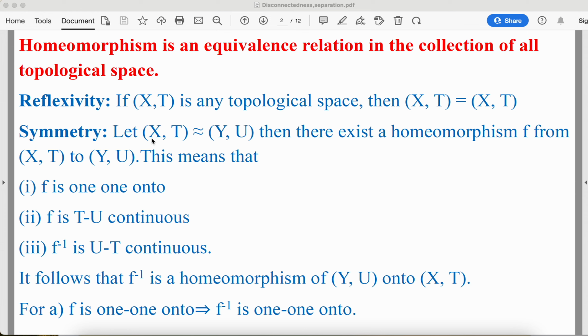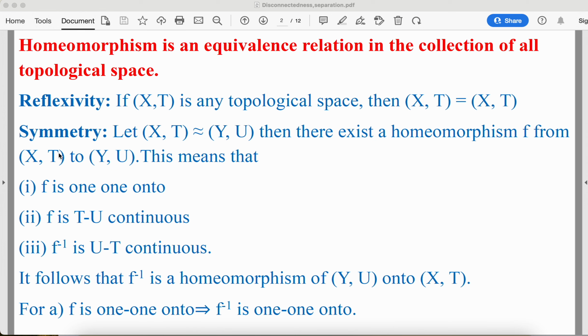Now suppose the topological space (X,T) is homeomorphic to a topological space (Y,U). Y is a non-empty set and U is a topology defined on Y. Here X is a non-empty set and T is a topology defined on X. So together (X,T) is a topological space and (Y,U) is a topological space and (X,T) is homeomorphic to (Y,U). Then there exists a homeomorphism f from (X,T) to (Y,U).